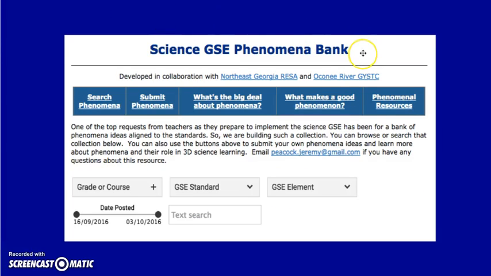they are starting a science GSE phenomena bank. Now, I looked and saw how many phenomena they had so far, and apparently this has just started recently. There were not that many so far, but you can see how they are trying to organize this. They're trying to have organization with grade, where you can look up a grade course and you can look up the standard and find a phenomenon for that particular standard.